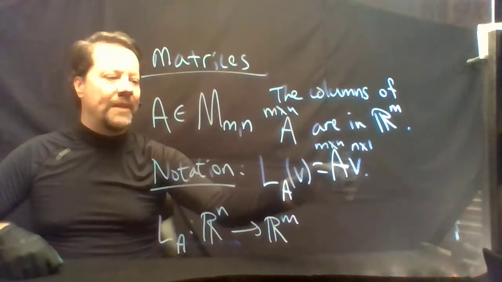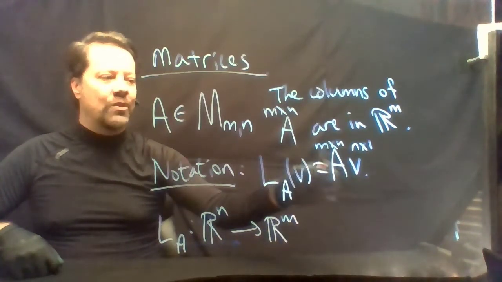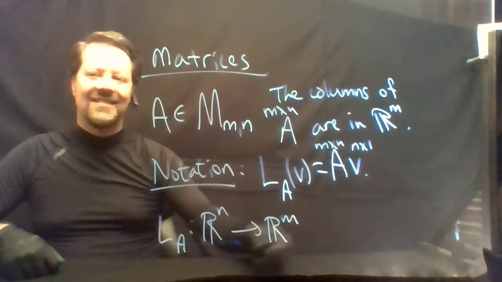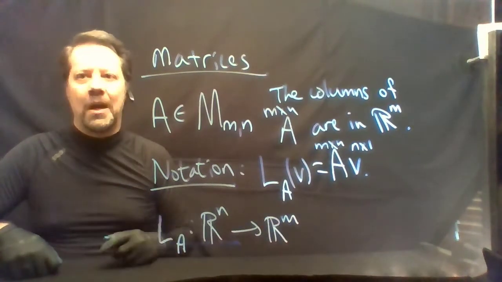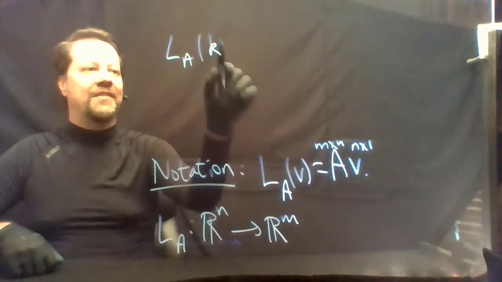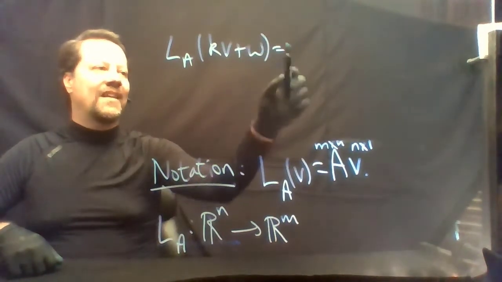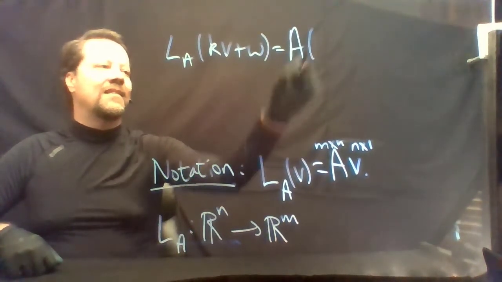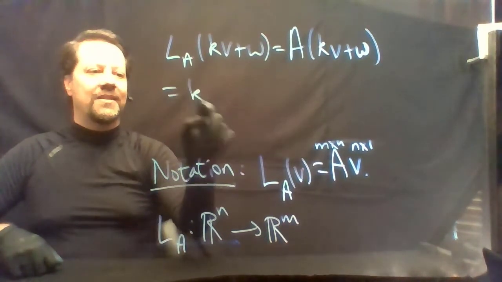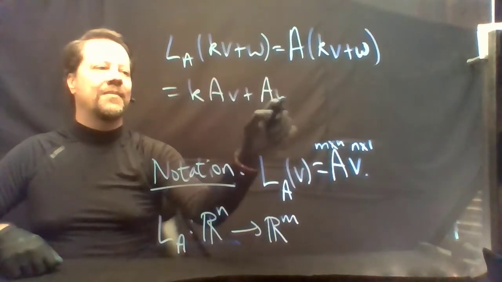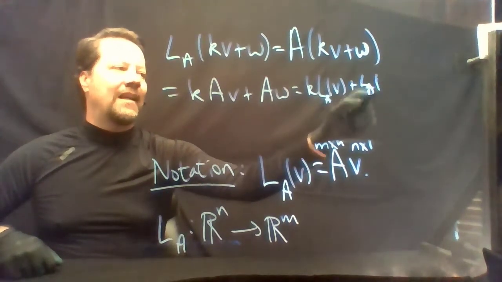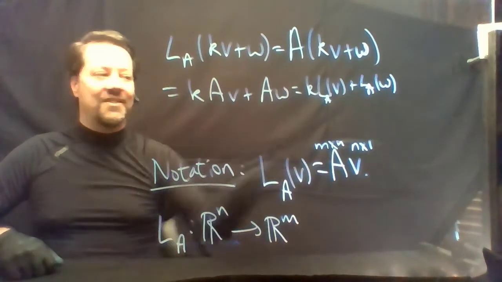The domain will be in Rn. The range will be linear combinations of the columns, and the columns are all in Rm. So you're going to output things in the vector space Rm. Such a thing is a linear transformation, because if I take L_A of kv plus w, I will get A times kv plus w, which is kAv plus Aw, or k times L_A of v plus L_A of w. It's a linear transformation.